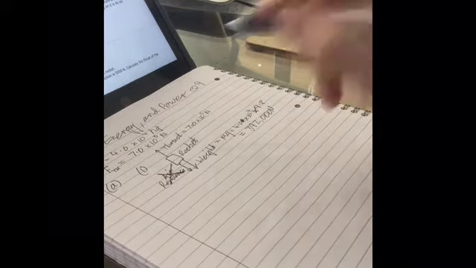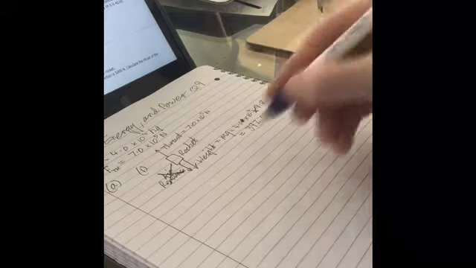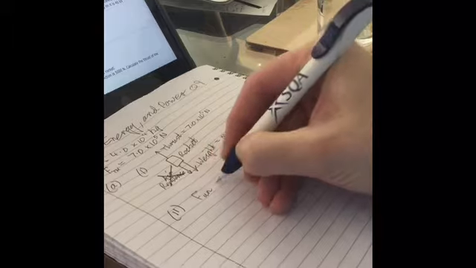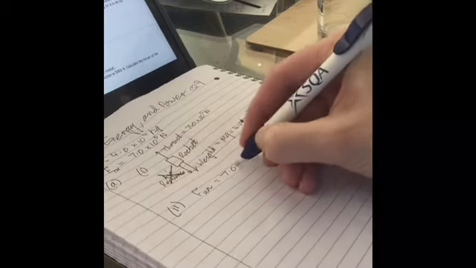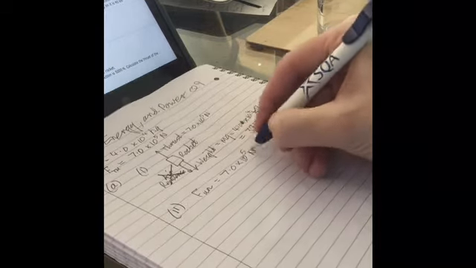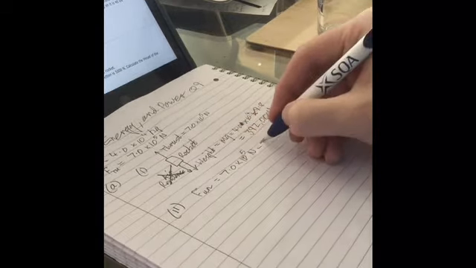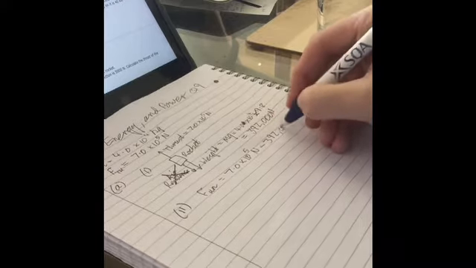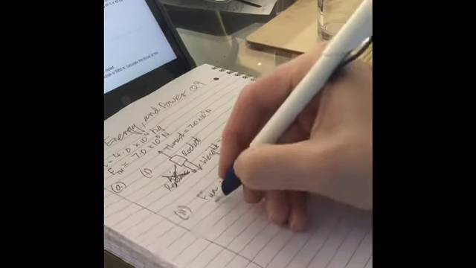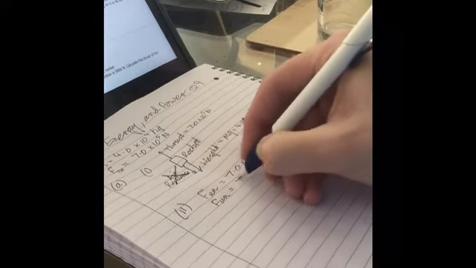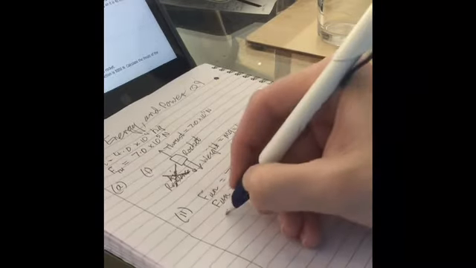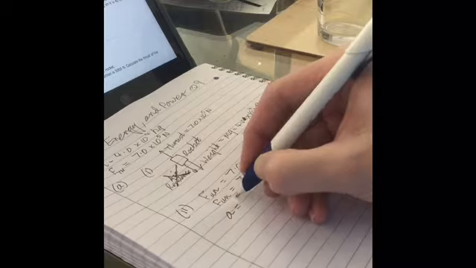On we go. Part 2, calculate the initial acceleration of the rocket. So, part 2, we need to find the unbalanced force. That is the 700,000 newtons from the rocket motor thrust minus the 392,000 newtons from the weight of the rocket gives us an unbalanced force of 308,000 newtons.